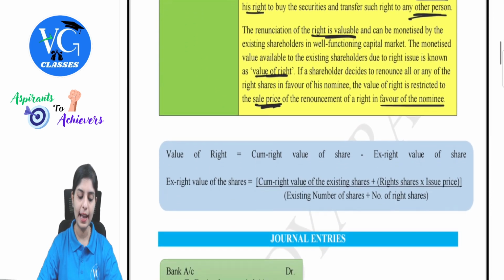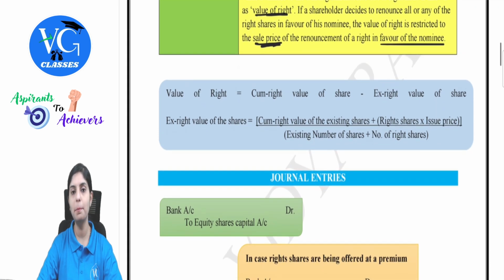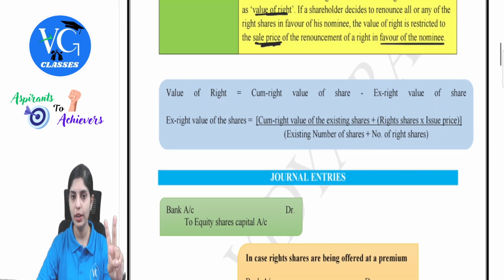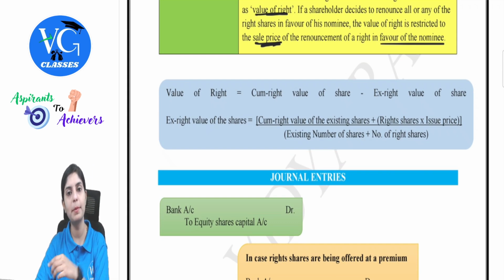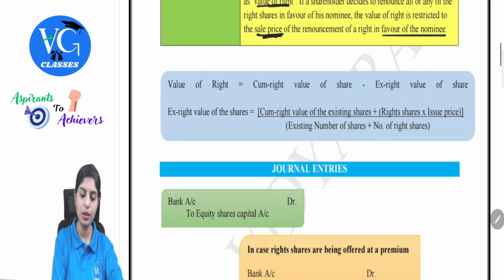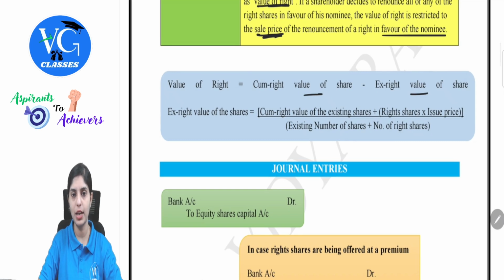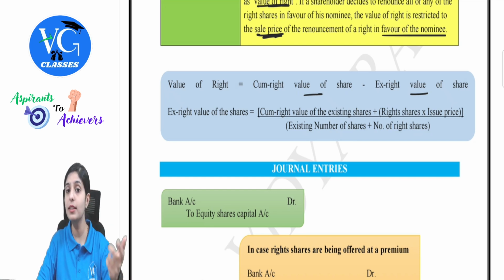Further, how do we calculate value of right? It is simple because there will be two extremes I mentioned: market price before the right issue and market price after the right issue. So we can say cum-right value of share minus ex-right value of share. That is, market price before minus market price after will give me the value of a right. Don't you think this is very logical? Because there is a value for a right. How can you understand? Because of the difference between these two extreme prices.